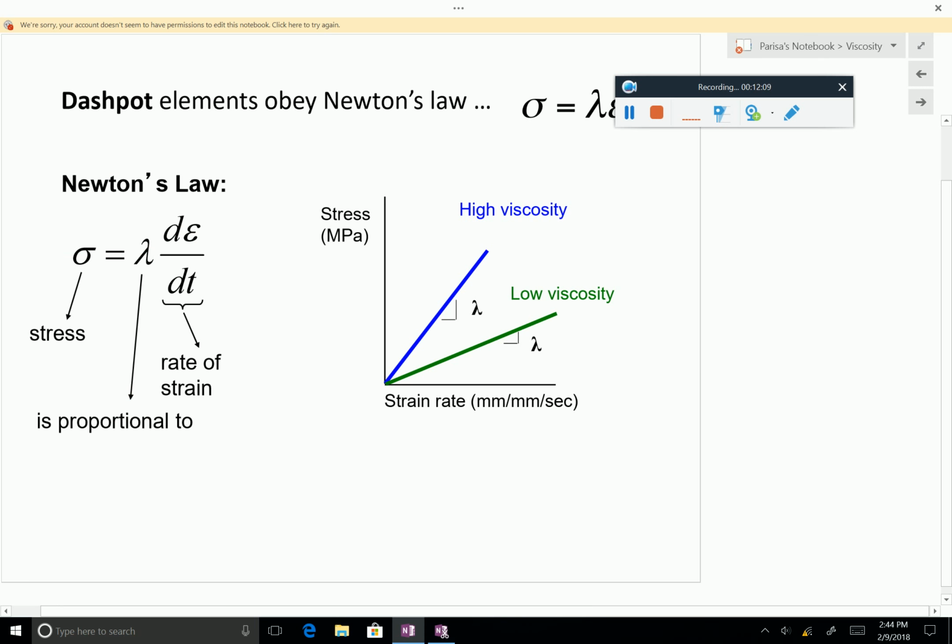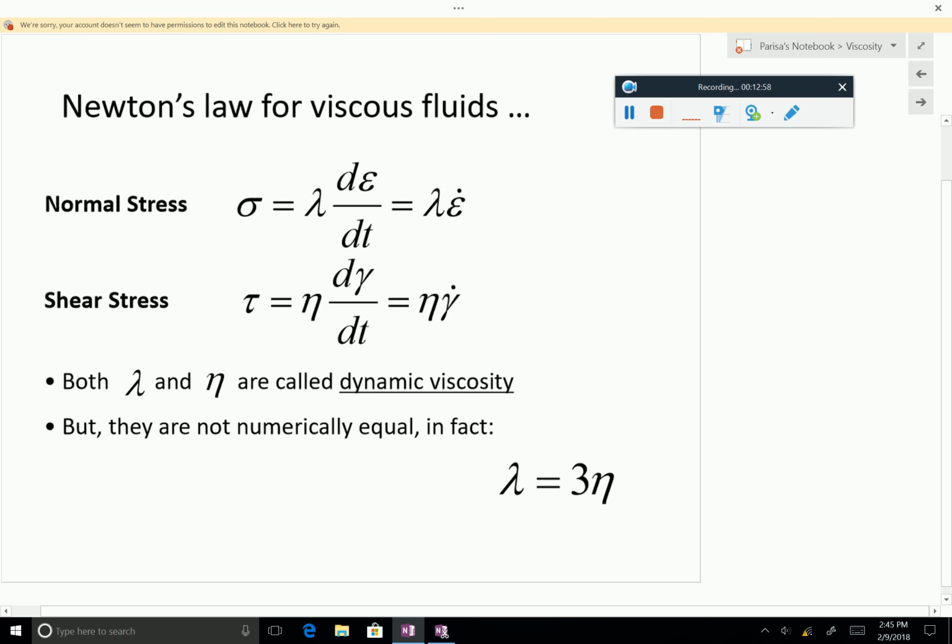So if we compare, for example, a high viscosity versus a low viscosity, and we look at a stress versus a strain rate, since the slope is viscosity, if the material has lower viscosity, the slope is smaller. If it has higher viscosity, the slope is larger. Now tell me, between, let's say, caramel and water, which one has higher viscosity? Caramel. Because viscosity is a measure of resistance to flow. So when we say the material has higher viscosity, it means that it resists the flow more. We'll talk about this a little bit more later.